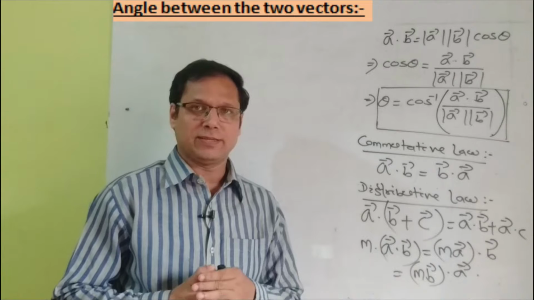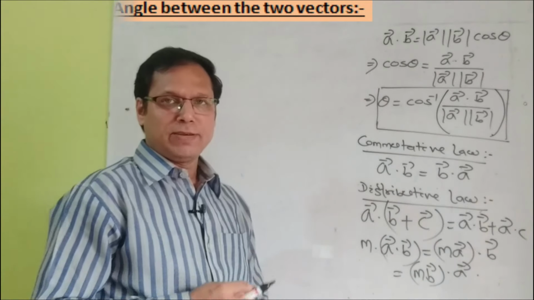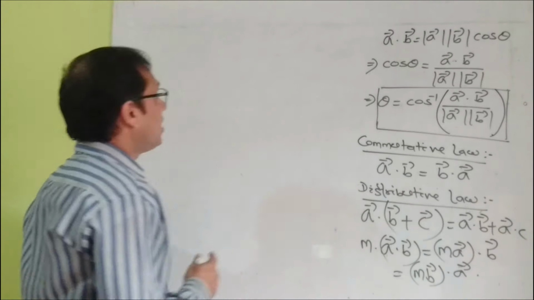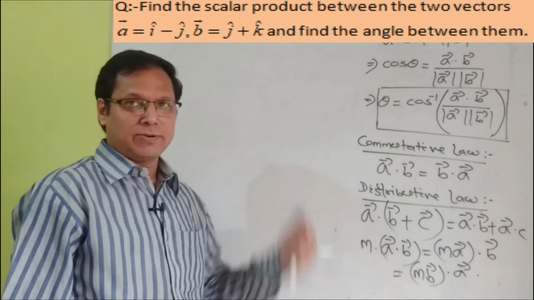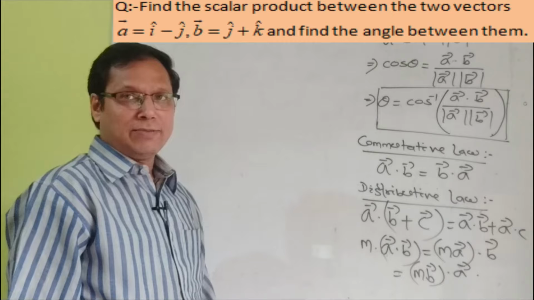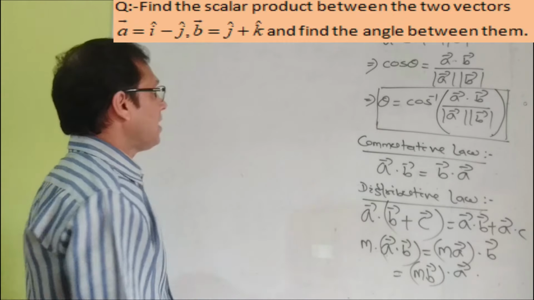So all these are the angle between two vectors, the commutative law, the distributive law, and scalar multiplication with the dot product of two vectors. Now we'll take the first problem: find the dot product, or scalar product, between the two vectors i minus j and j plus k.